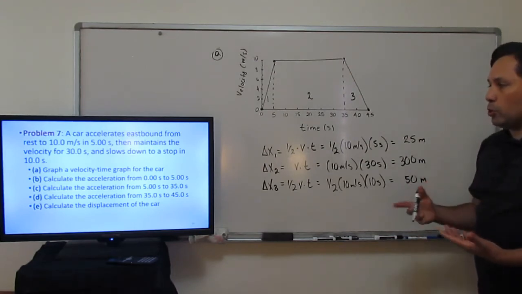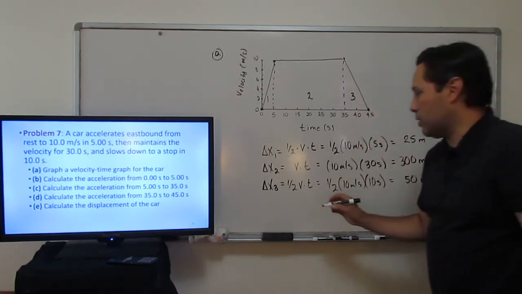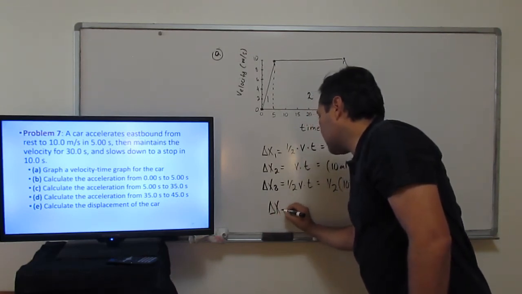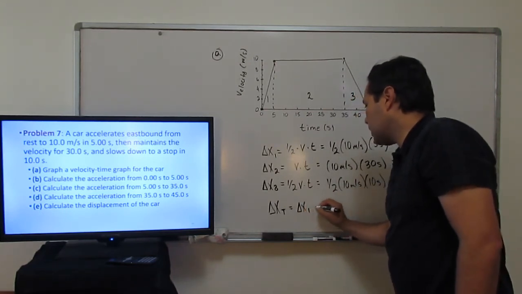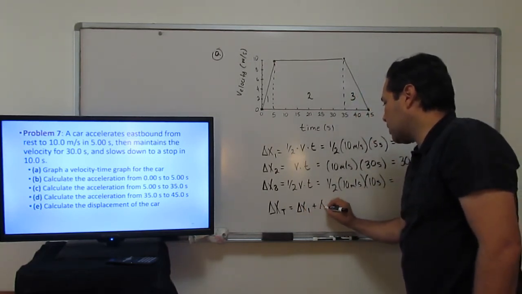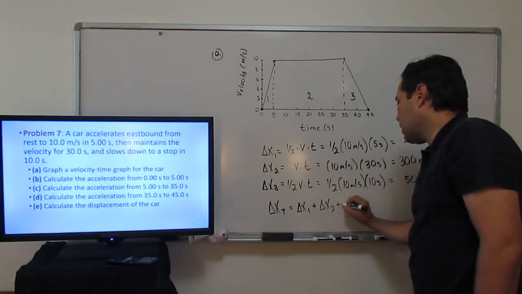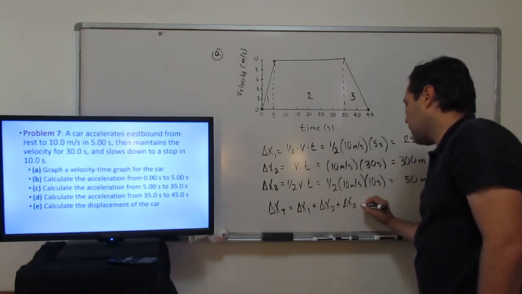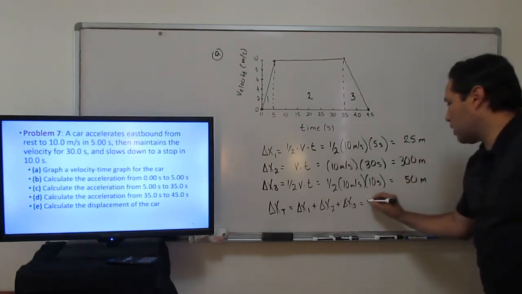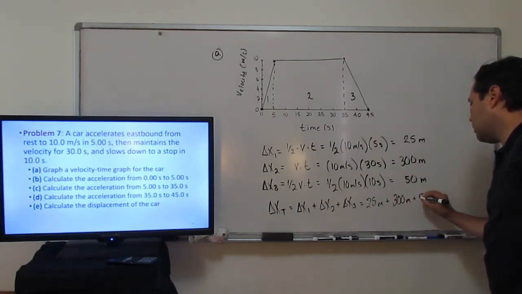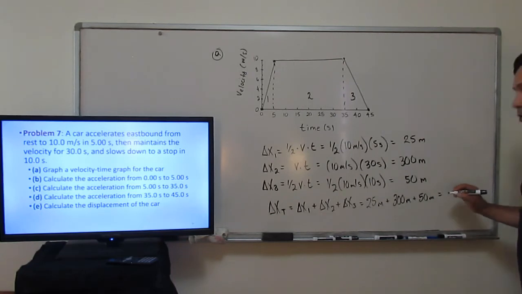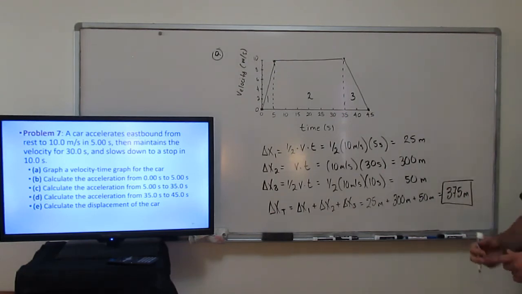Alright, to get the grand total, you would add up all three areas, right? So I'm going to put delta x with a t for total, which would be delta x, the first area, plus the second area, plus the third area. Alright, next substitute the numbers for it. It is 25 meters, plus 300 meters, plus 50 meters, and gives you a grand total of 375 meters. That will be the displacement for this problem.